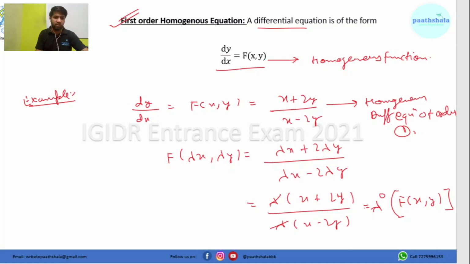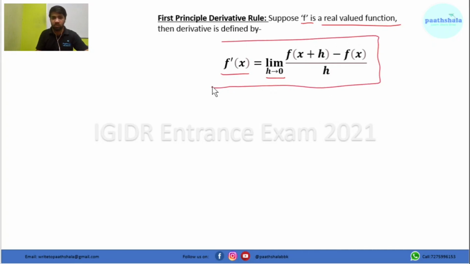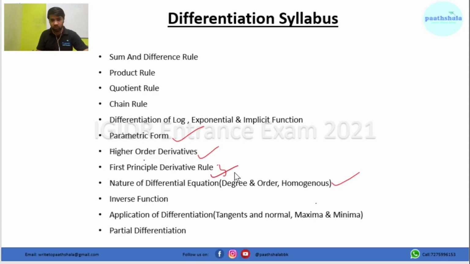And let's move to the first principle derivative rule. So what is the first principle derivative rule? Suppose f is any real valued function. Then the derivative can be defined as f dash x equals limit h tending to 0 of (f(x + h) - f(x)) upon h. For now I'm not going into detail regarding this, but when we discuss limits we'll get into detail, because this concept has come from the limit.